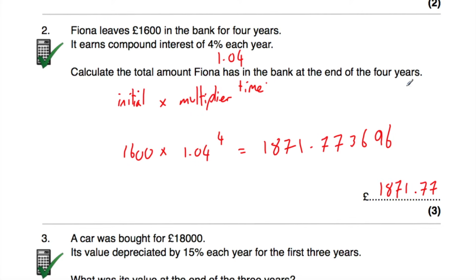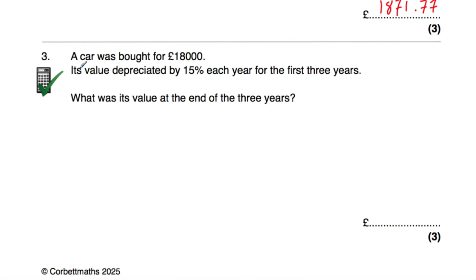Okay, let's have a look at our next question, question number 3. Question number 3 says a car was bought for £18,000, and its value depreciated, so that means goes down, by 15% each year for the first 3 years. And the question says, what is its value at the end of the 3 years?